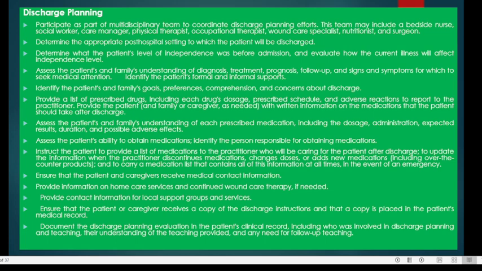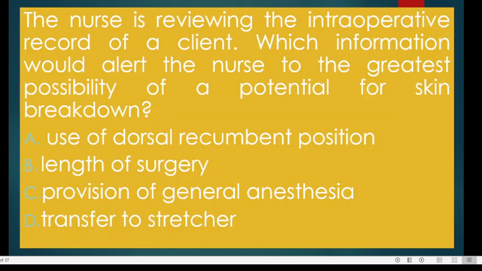Provide information on home care services and continued wound care therapy if needed. You need to provide contact information for local support groups and services. Ensure that the patient or the caregiver receives a copy of the discharge instructions and that a copy is placed in the patient's medical record for reference. Document the discharge planning evaluation in the patient's clinical record. Include who was involved in the discharge planning and teaching, the understanding of the teaching provided, and any other need for follow-up teaching. Well, guys, thank you so much.